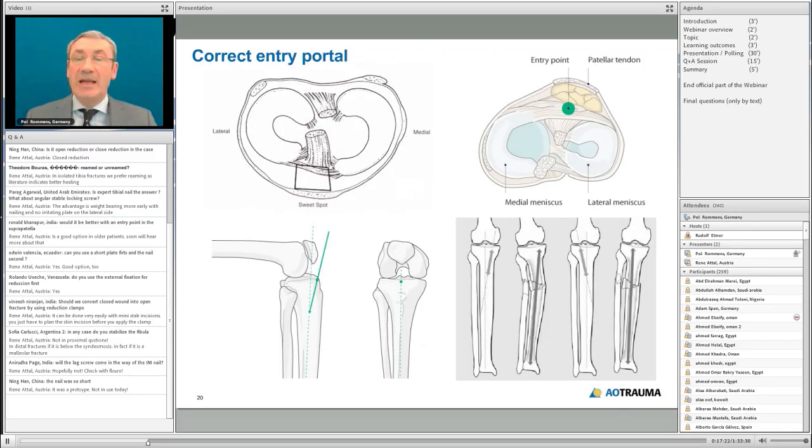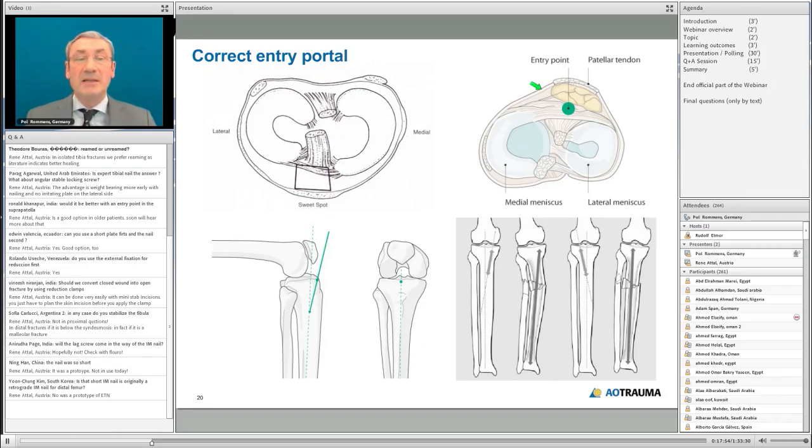Here you see a drawing of the tibia plateau with the so-called sweet spot, where an ideal entry portal for nail insertion can be found. It is situated between the medial and the lateral meniscus and in front of the insertion of the anterior cruciate ligament. In the second drawing, you see that this entry portal is situated just behind the Hoffa's fat pad.